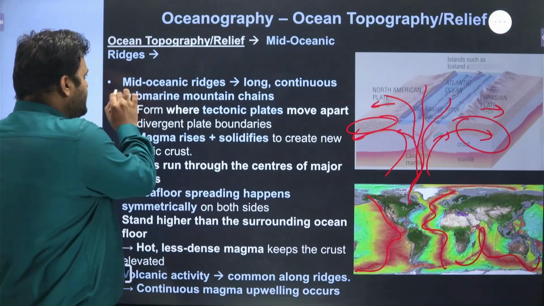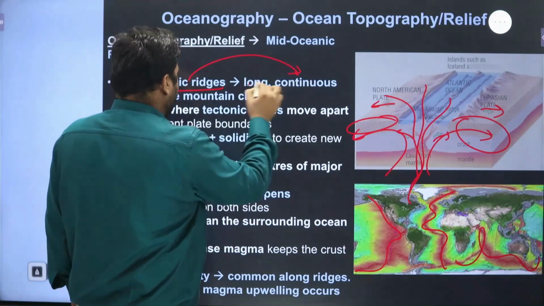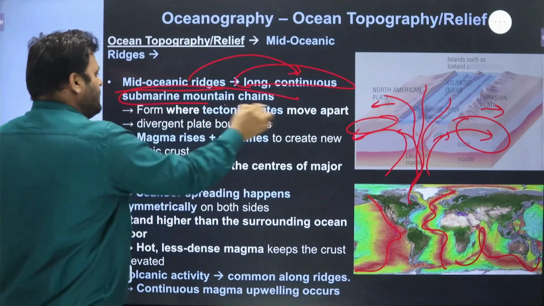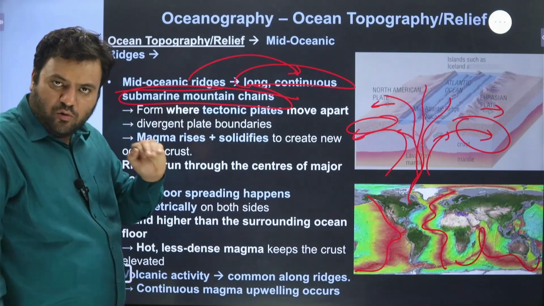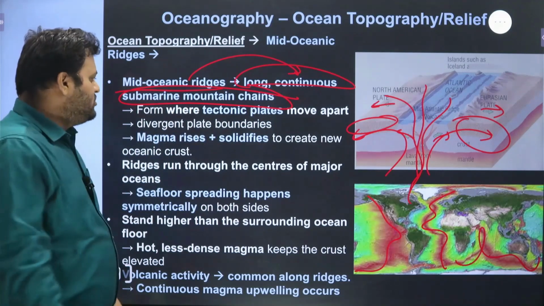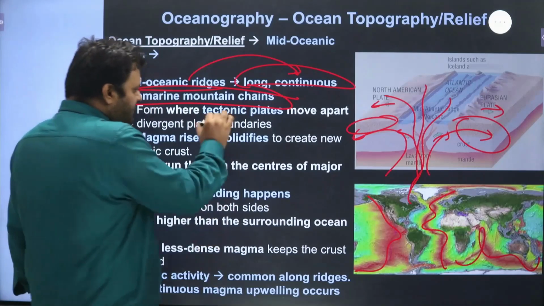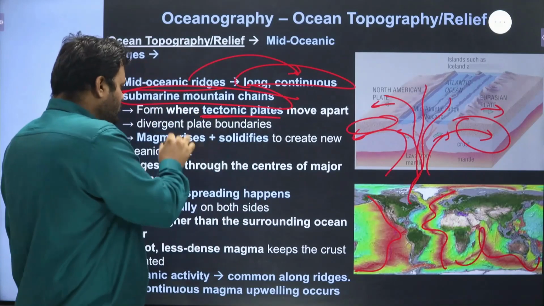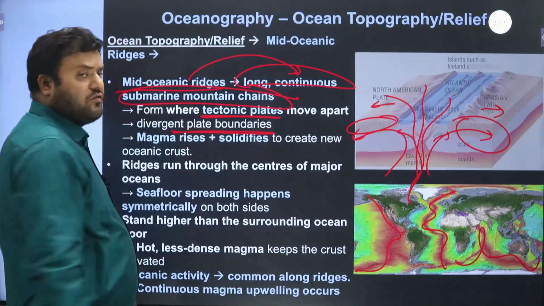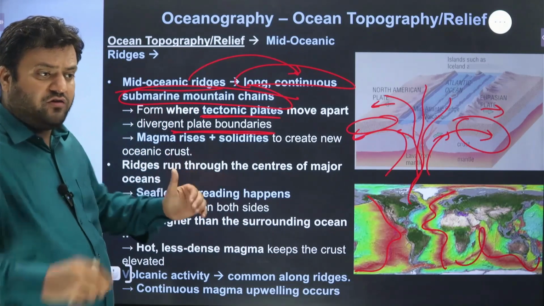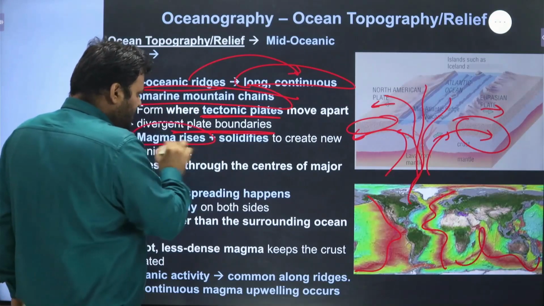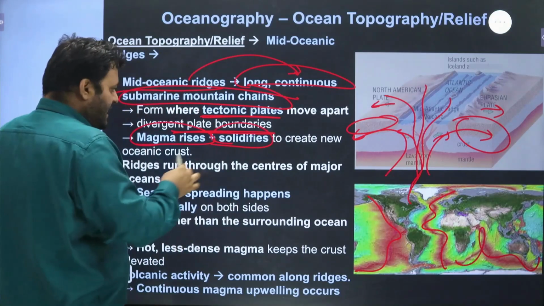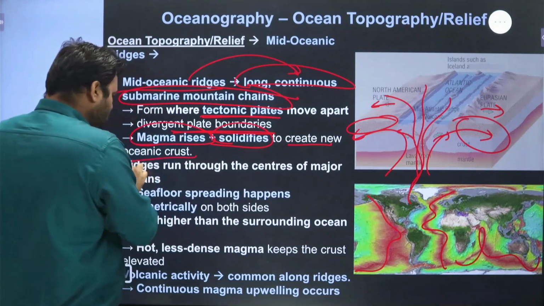So mid-oceanic ridges are basically long, continuous submarine mountain chains found on the ocean floor. These mid-oceanic ridges are formed wherever plates move away from each other, a feature of divergent plate boundary movement. Magma rises and solidifies, and as a result it creates a new oceanic crust.